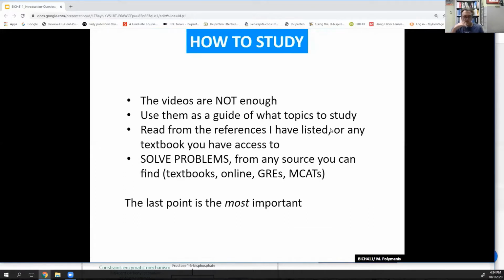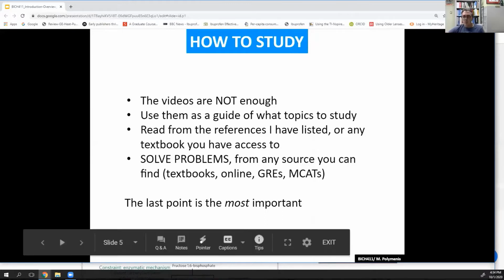How to study? This is by far the number one question I get from students: how to study for the class. The videos and lectures are not enough. You use them as a guide to orient you of what topics you should cover more with the suggested readings and other readings that you may be able to find in other books. The most important thing I believe is really to solve problems related to the topics that we cover in class. And how do you find these problems? Again, look at any kind of problems.